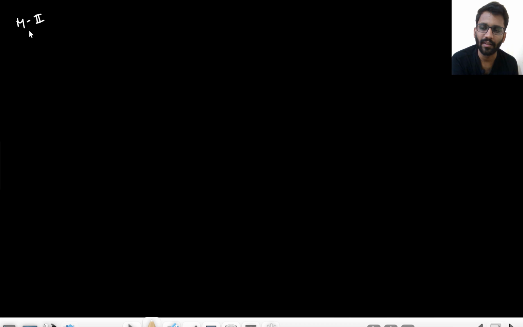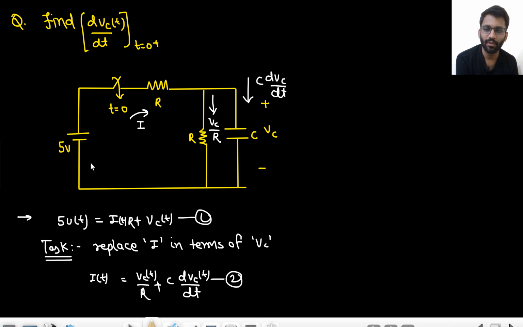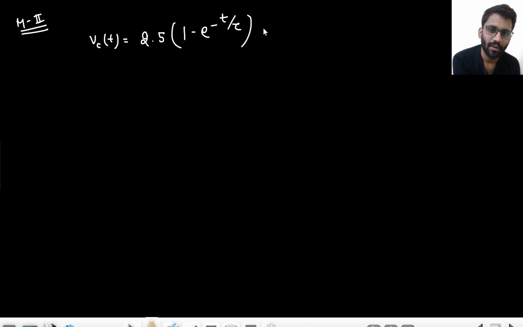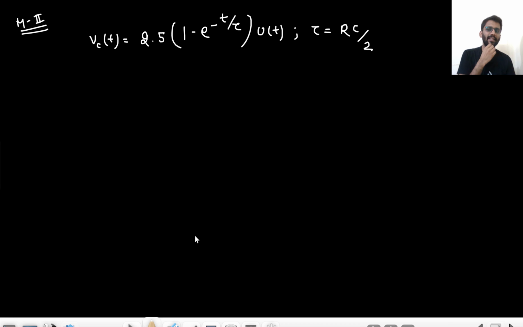By using the equations. How will you write down the Vc(t) equation? Initially it is 0 volt, and then we are going to 2.5 volt, from 5 to 2.5. So 2.5 into 1 minus e to the power minus t upon tau, times u(t). What is the value of tau here? Tau is RC by 2.